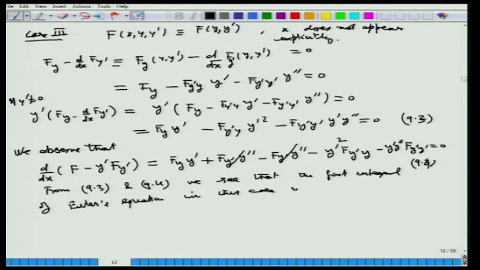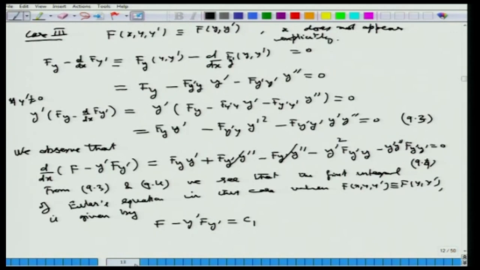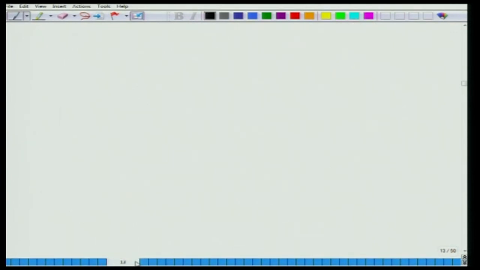when f of x, y, y prime is actually f of y and y prime, a function of y and y prime only, is given by f minus y prime f y prime equal to c 1. So, the first integral is readily available here, and then this can be integrated once more to get the extremals. So, let us see this case in certain examples.